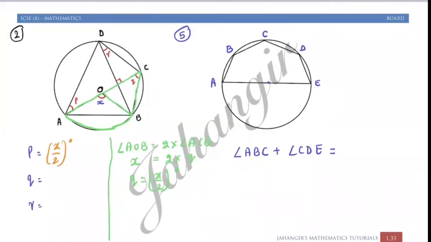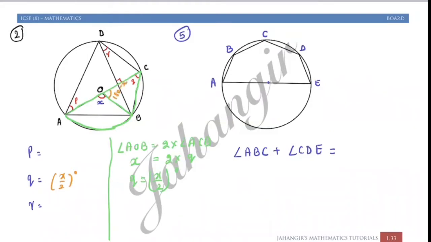Now we are talking about, sorry, we had done Q. So we will write in the Q part: Q is X by 2 degrees. Now what we will do is R. How can we do R? See, if angle AOB is X, then angle BOC will become 180 minus X.